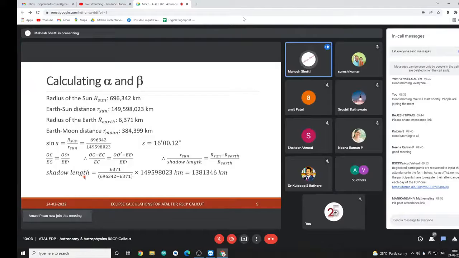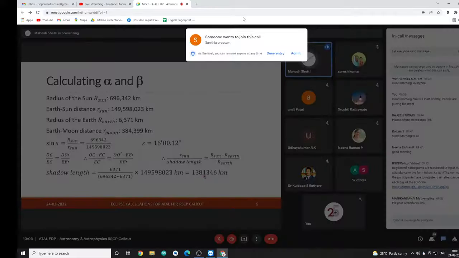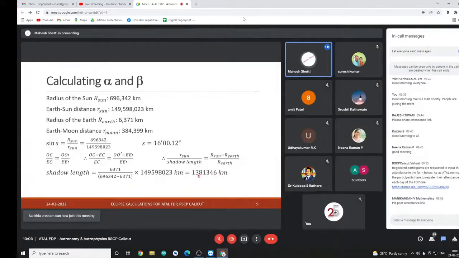Earth's shadow length is 1381346 kilometers. So basically 13 lakh 81,346 kilometers. Because it is 13 lakh kilometers, and the moon is at about 3 lakh 84,000 or 4 lakh kilometers, we know for sure that the moon is always going to come inside the shadow if it is not far away from the ecliptic to the north or to the south. So shadow length is one important calculation.